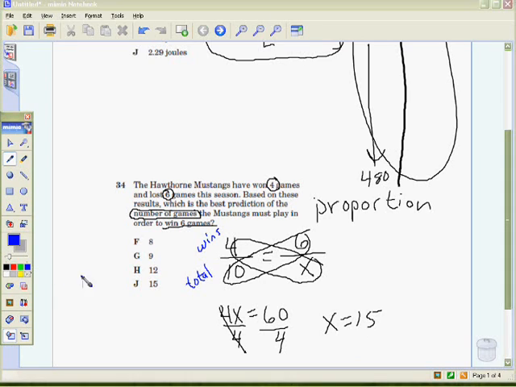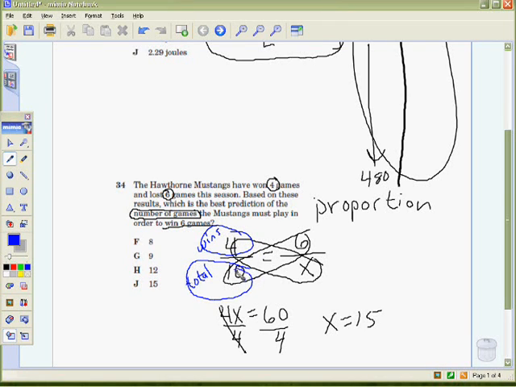Now the most important thing when you're setting up your proportion is this. If I have wins on top on this side and I have total on bottom on this side, then I must have wins on top on this side and total on bottom on this side. I could flip that around and have total on top and wins on bottom. That's no problem. Just make sure on the other side it's set up the same way.